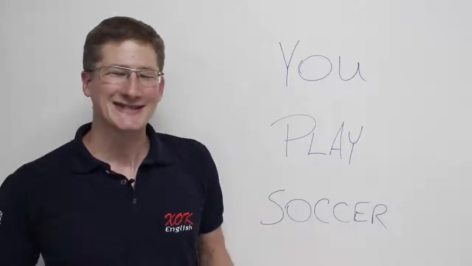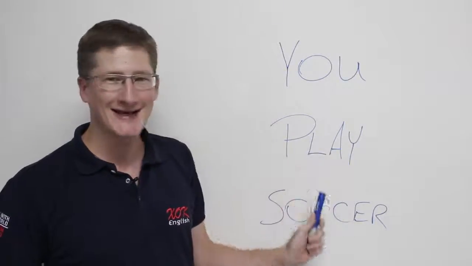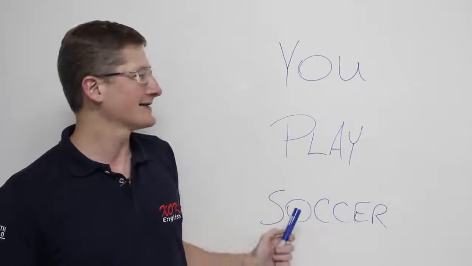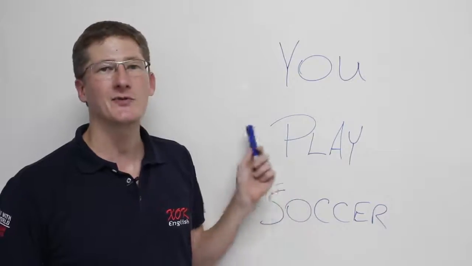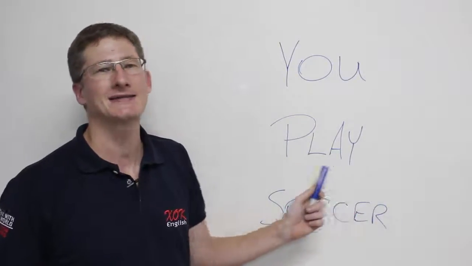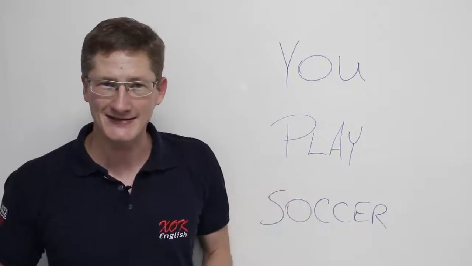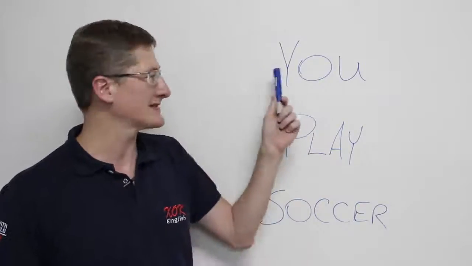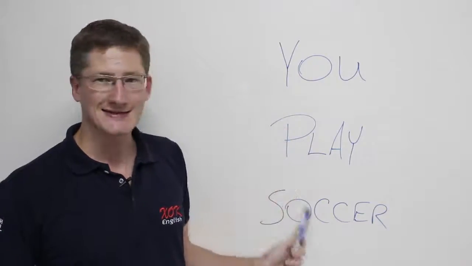Hey there, English students. In this video, we're going to look at a simple phrase, "you play soccer," and by popular demand, a common question for many English students, how do we put this into the simple past and make interrogative and negative sentences? So that's what we're going to do here. The basic phrase we're going to start off with is, you play soccer.